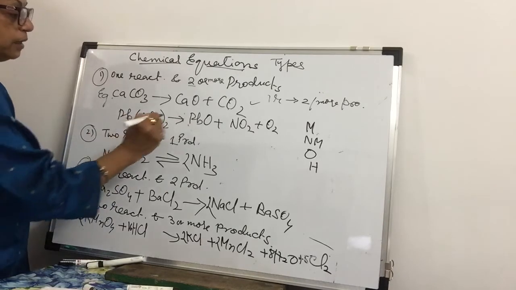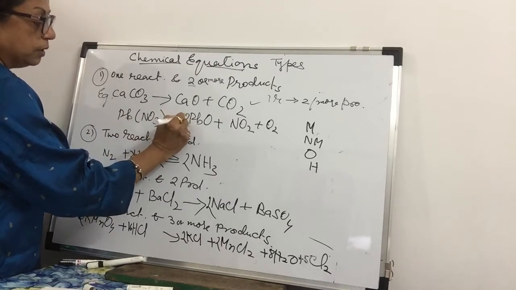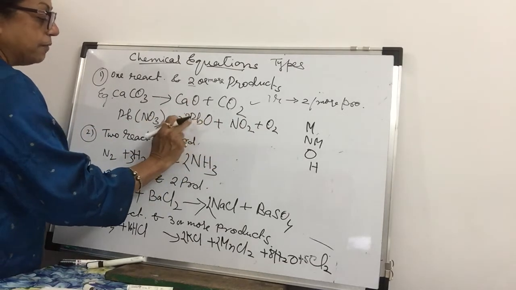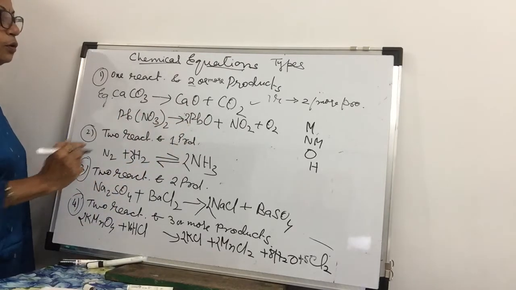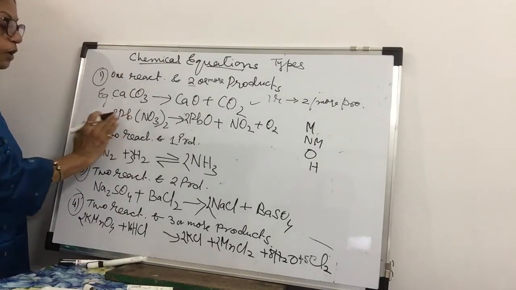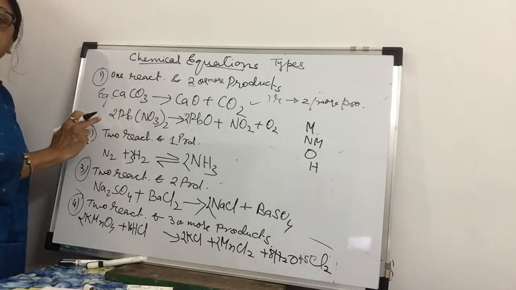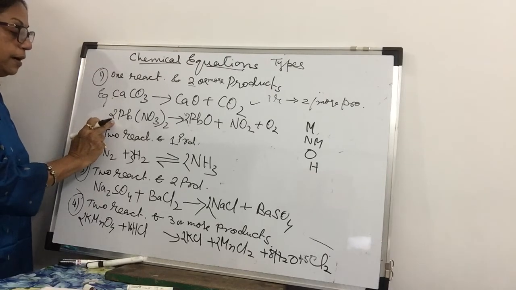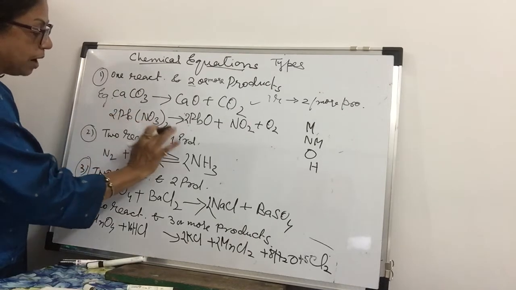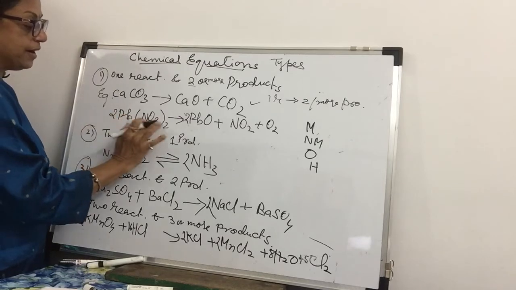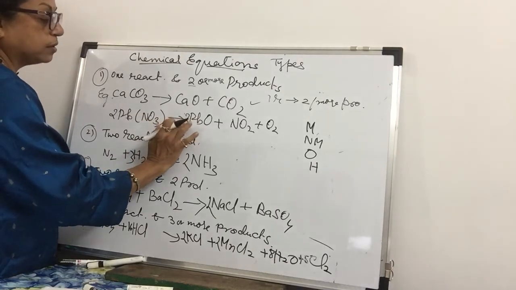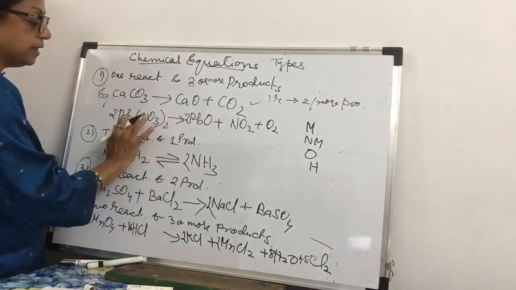If I put here 2, then 2, 4, 6. 3 2s are 6. But when I put here 2, lead becomes 2. So I have to put 2 here as the coefficient of lead nitrate. So lead is 2, nitrogen is 2, oxygen is 6, and here lead is 2, oxygen is 2, 4, 6, but nitrogen here is 2.